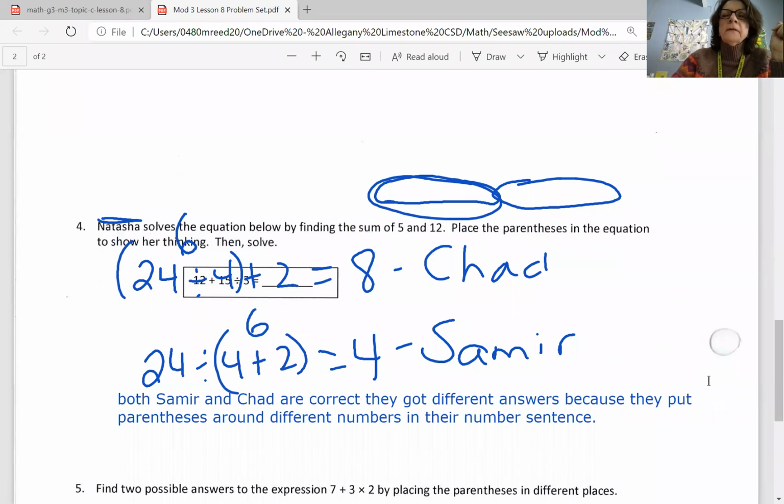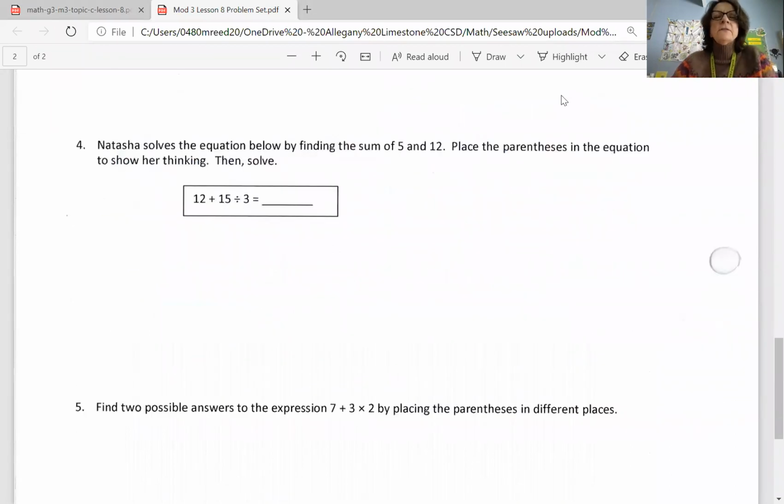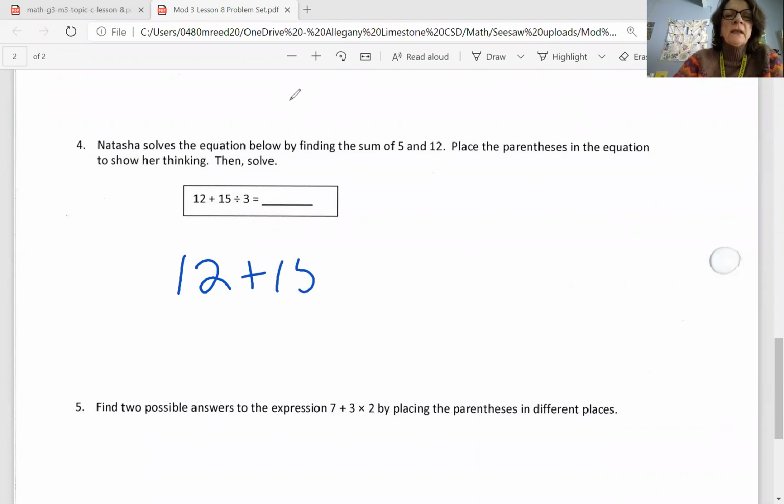Whoops, clear my drawings. Natasha solves the equation below by finding the sum of 5 and 12. Place the parentheses in the equation to show her thinking, then solve. So I'm going to rewrite this down here just so I don't have to work with it being so small. 12 plus 15 divided by 3. I'm going to go back up here.